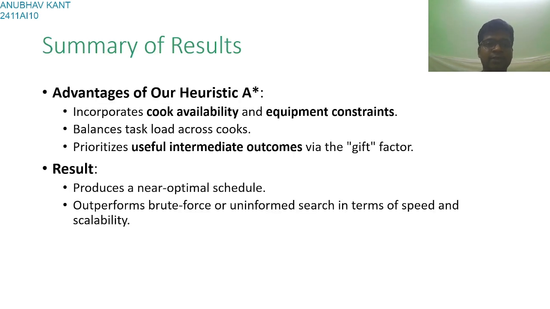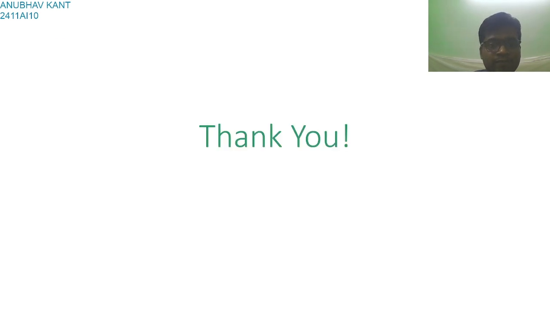So here is our summary of the results. Advantages of heuristic A star: it incorporates the food, cook availability and equipment constraints, it balances the load across all the cooks, and it prioritizes useful intermediate outcomes via the gift factor. And we have our results: it produces a near optimal schedule, and it outperforms brute force or other uninformed search algorithms in terms of speed and scalability.